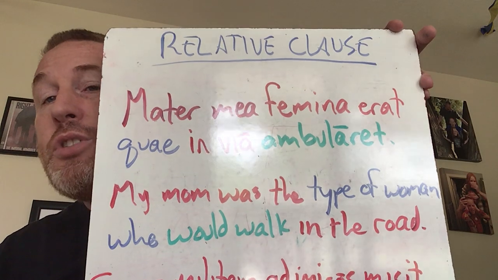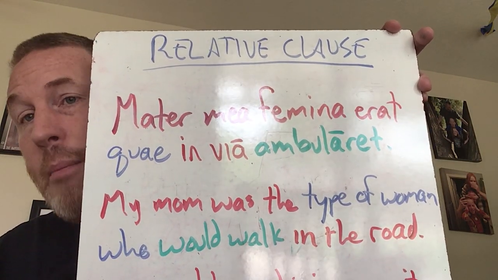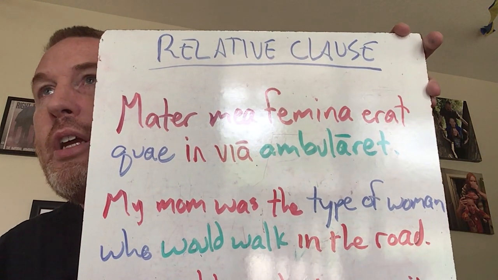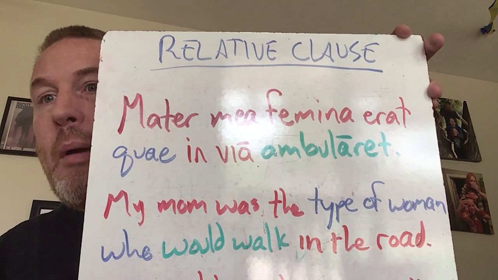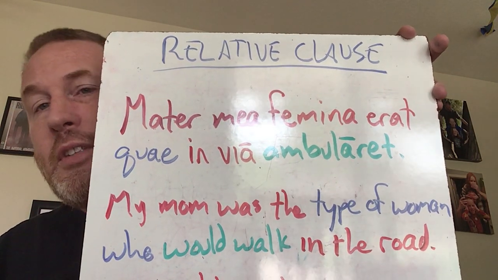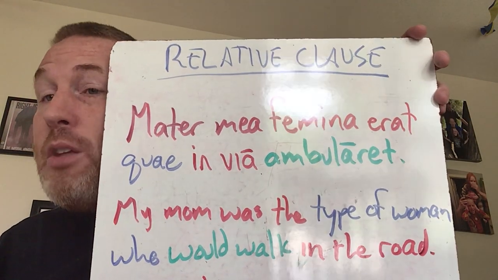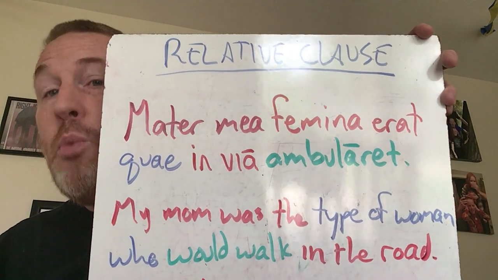Okay, so you'll see there that the quae is a relative pronoun. It's referring back to my mom. It's the subject of that particular clause. It doesn't have to be. You could certainly use any number, case, and gender, but remember it has to match the number and gender of its antecedent. But who would walk? Not the woman who walks. The type of woman who would walk.